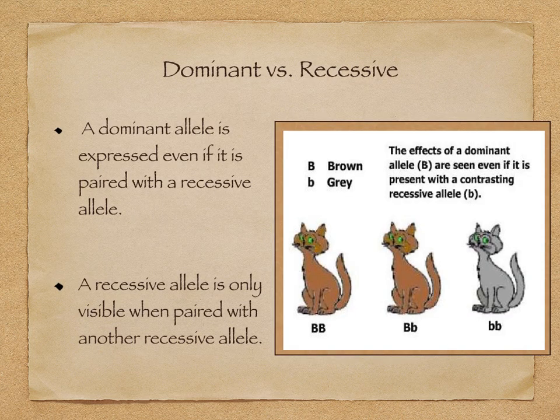Dominants and recessives are found in all different species. So, for example, in cats, brown coloration is dominant over gray coloration. So even if the recessive is carried, it is not going to be expressed in the individual. Only when there are 2 recessives will it be expressed.